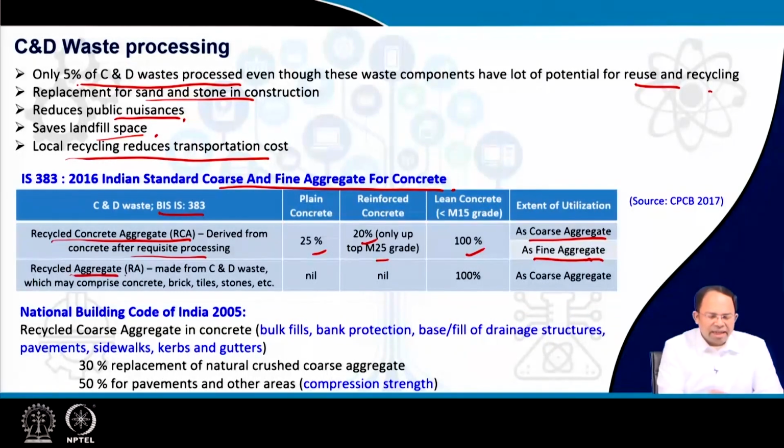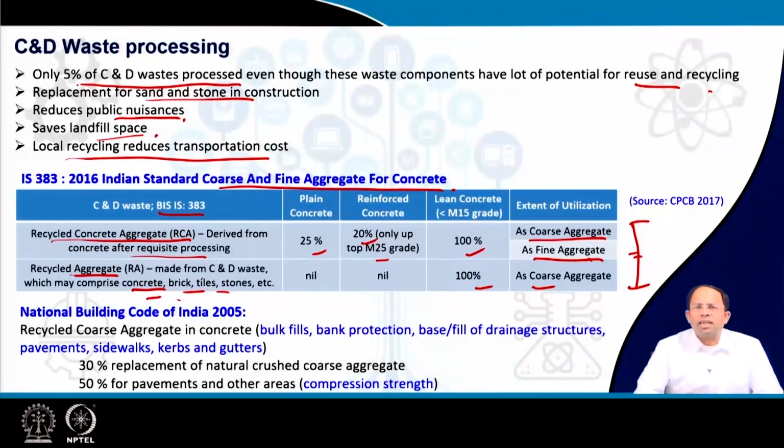Whereas for recycled aggregate, which is not only concrete but made from concrete, brick, tiles, stones, everything crushed together, in that case we can use it only for lean concrete and as coarse aggregate. So this is the difference. If it is coming from concrete, it could be used both as a fine and coarse aggregate, after, of course, making it into smaller pieces, shredding it, crushing it, and then screening it, and so on. But if it is a mix of bricks, tiles, and all this stuff, then we can use it as a coarse aggregate for lean concrete.